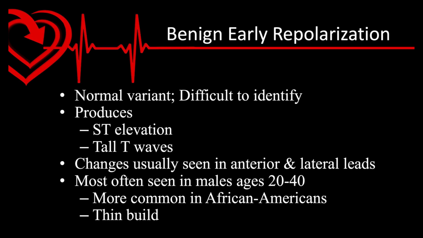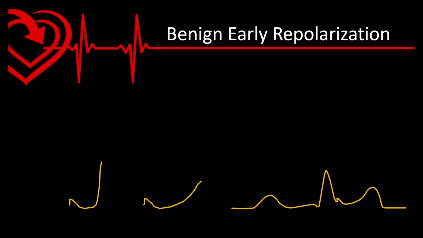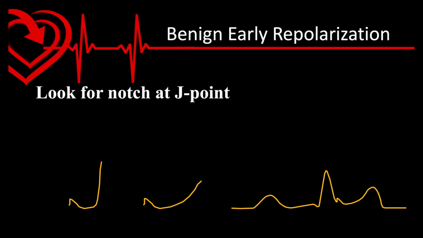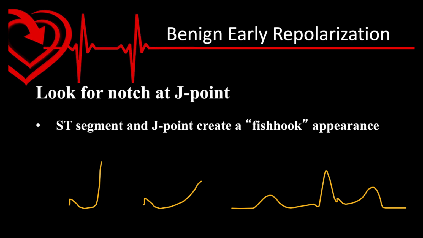If you're looking at a 20 to 30-year-old thin male who is not having a cardiac crisis and you stumble across this on an ECG, you shouldn't change gears and start assuming that this is an MI. This is just one of those interesting findings that shows up that looks a lot like ST elevation. One of the things that makes it look different is this characteristic look at the J-point. They call it a fish hook, and these are different variations of that idea. It doesn't have the classic appearance that a cardiac ischemia and injury pattern would cause on ST segment.